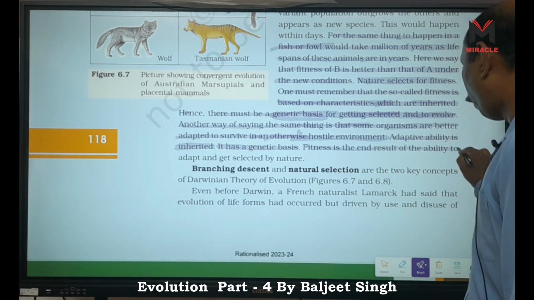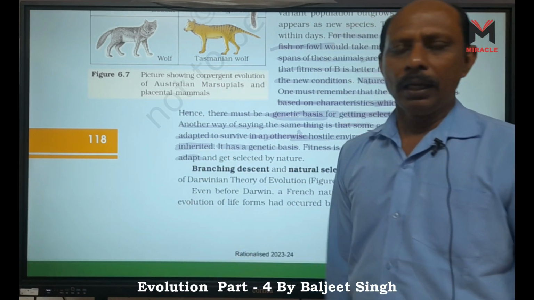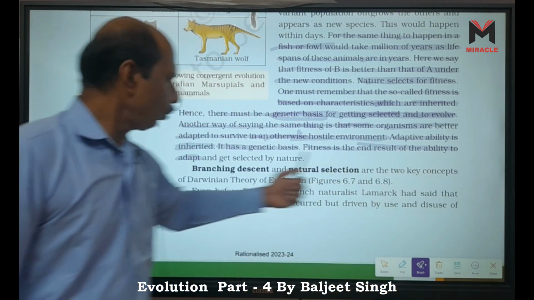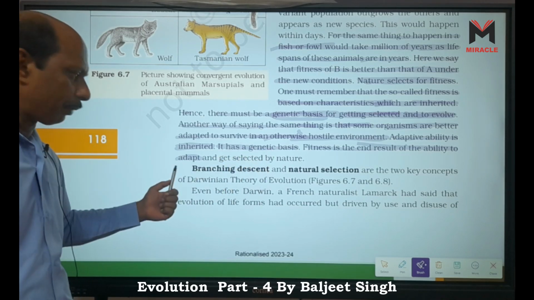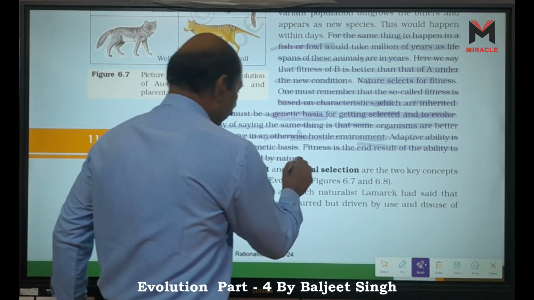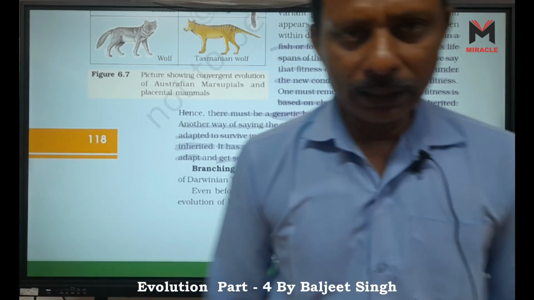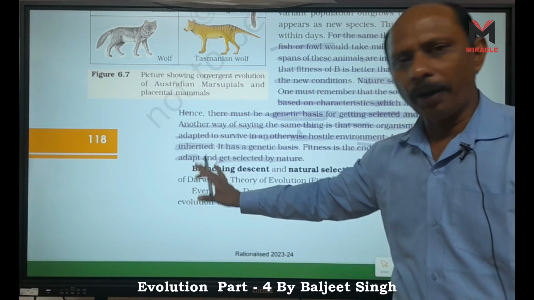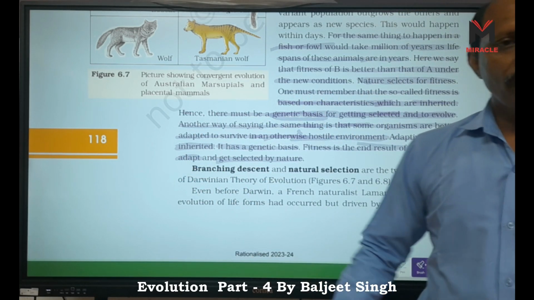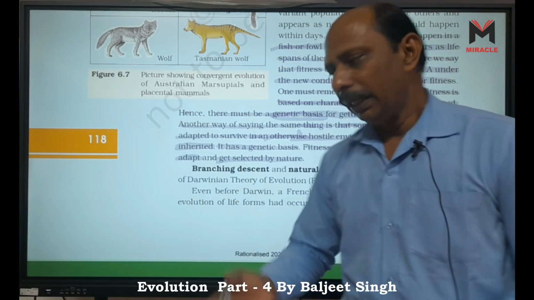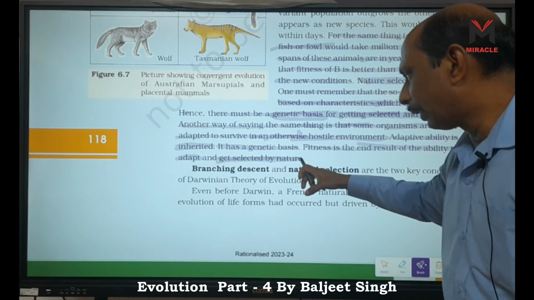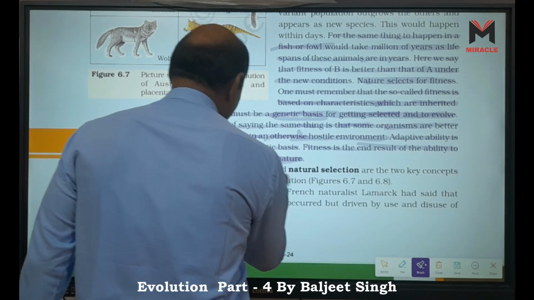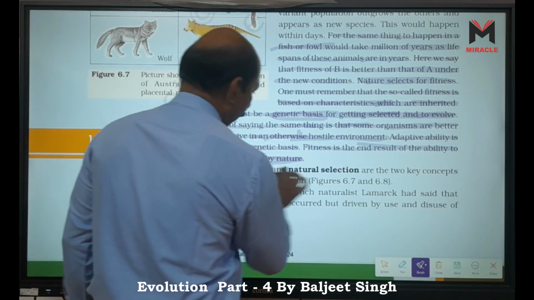Fitness is the end result of the ability to adapt. What is fitness here? Fitness means the end result of the ability to survive or the ability to adapt and get selected by nature. Do you understand what fitness is? Fitness is the end result of the ability to adapt, and if it can adapt, it can survive, and thus it gets selected by nature. That is called natural selection. You understand? Now here, branching descent and natural selection are the two key concepts.